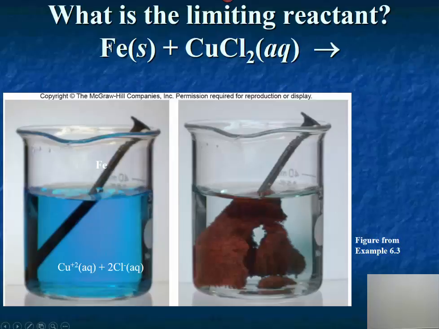Illustrating right here, for example, you have two reactants. You have the iron solid, and you have copper(II) chloride aqueous solution. That's the blue stuff here. The iron is represented by the actual piece of nail here. Notice the blue is there because of the copper present in the solution.